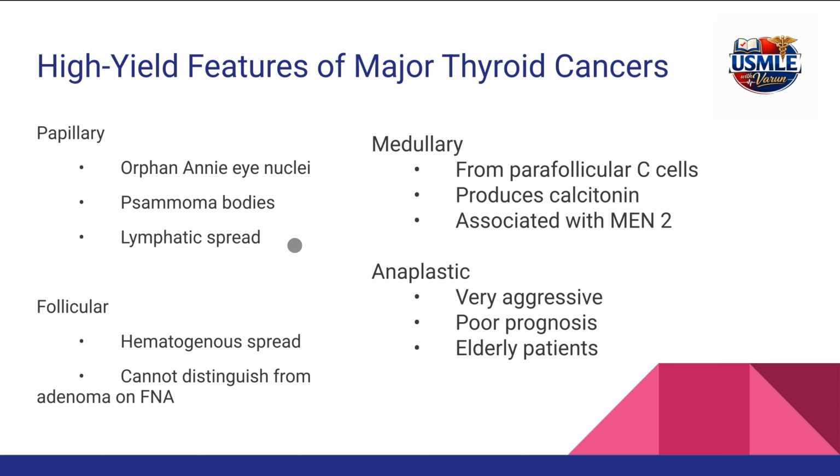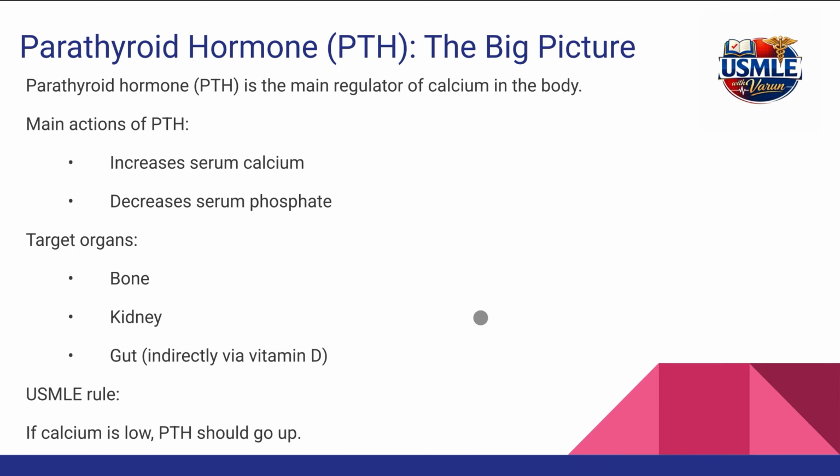In medullary thyroid carcinoma, these carcinomas arise from the parafollicular C cells. It produces calcitonin and is associated with MEN2. Anaplastic thyroid carcinomas are very aggressive. They have poor prognosis and are mostly seen in elderly patients.